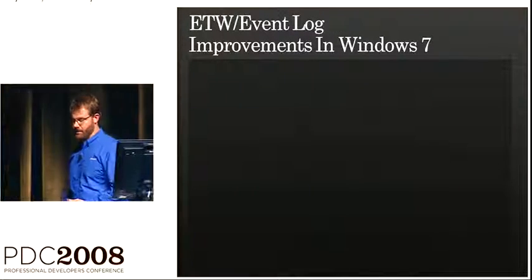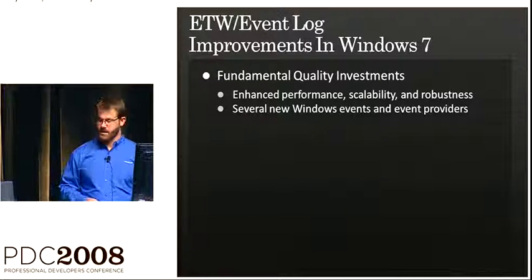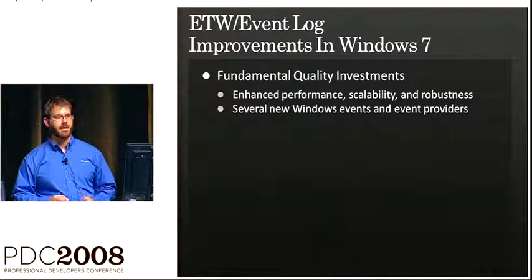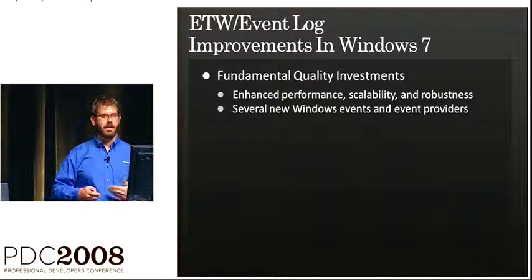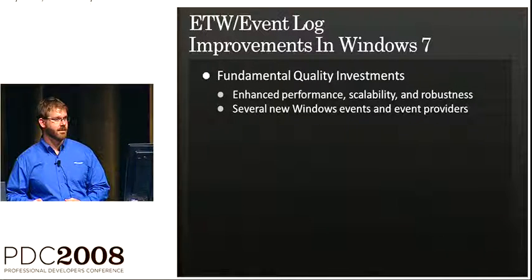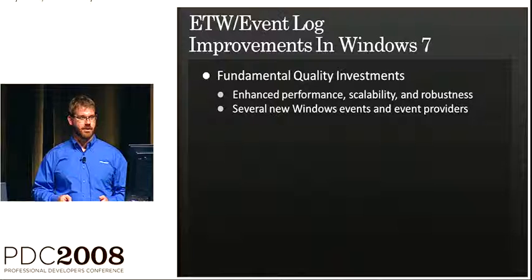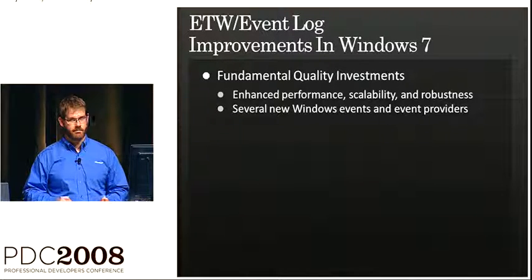Now, when we talk about the event log, similarly, we've made a number of quality improvements here. Some improvements we've made have been centered around the logging rates. One of the common questions that comes up is, well, how many cycles does it actually take to log an event? Well, I can answer that with Windows 7. We take somewhere around 3,000 to 4,000 cycles to log an event.